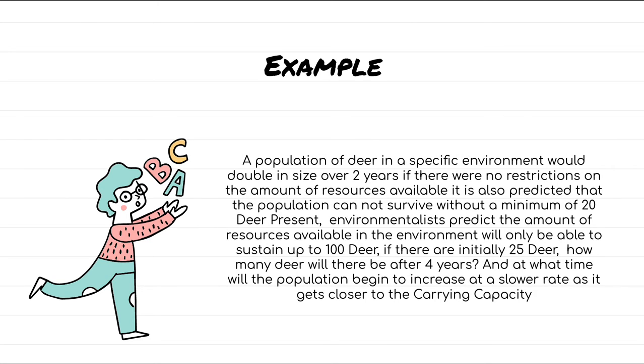Suppose I have a population of deer in a specific environment that will double in size over 2 years, if there are no restrictions on the amount of resources available. Let's also say some environmentalists predict that the resources available in the environment will only be able to sustain up to 100 deer. They also predict that the population cannot survive without a minimum of 20 deer present. If there are initially 25 deer, how many deer will there be after 4 years, and at what time will the population begin to increase at a slower rate as it gets closer to the carrying capacity?